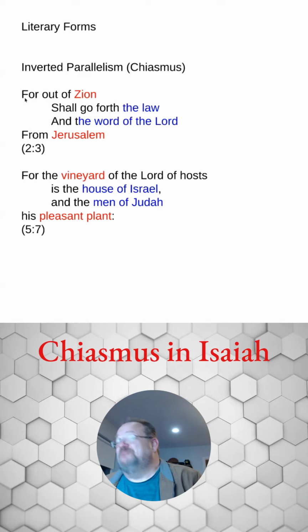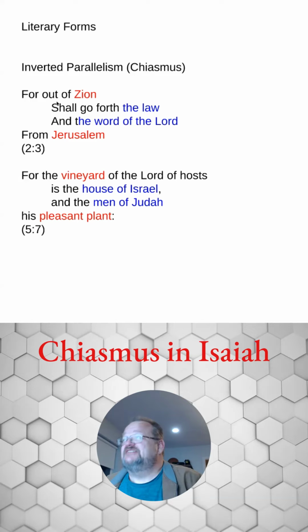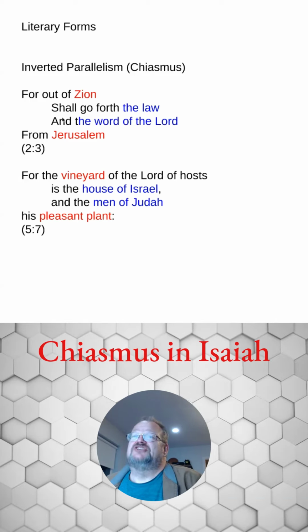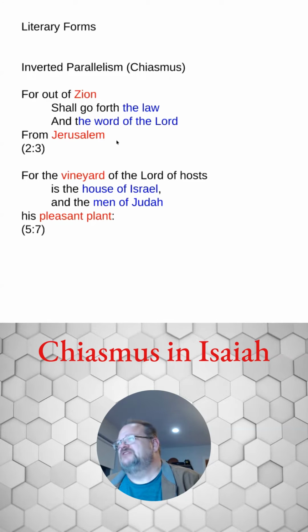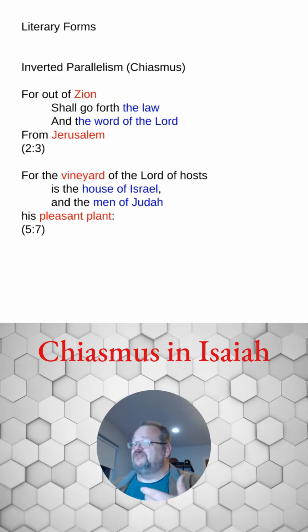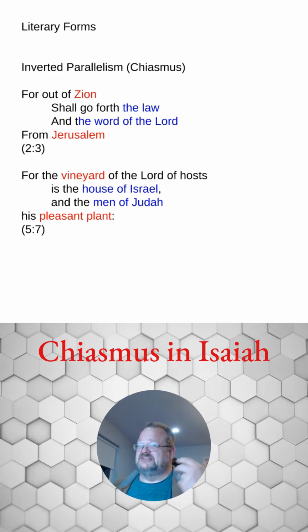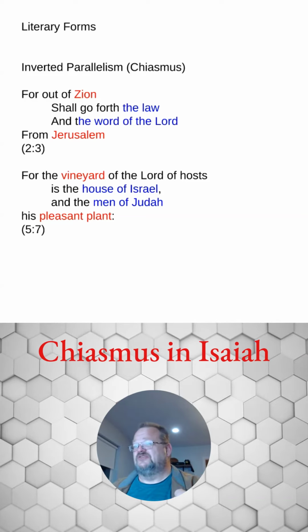And so because of that, these are called a chiasm, or the plural, chiasmus, because why not? So this is inverted parallelism. And here's a very simple example. For out of Zion shall go forth the law and the word of the Lord from Jerusalem. Very short, two element parallel that is stated and then repeated in the reverse order.